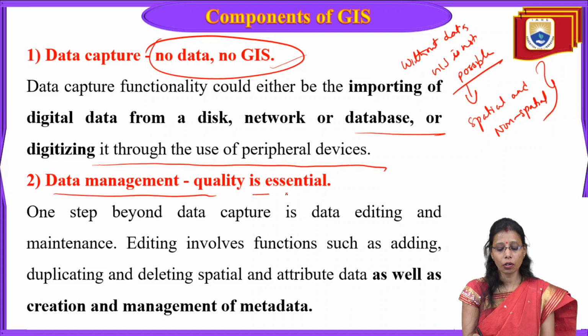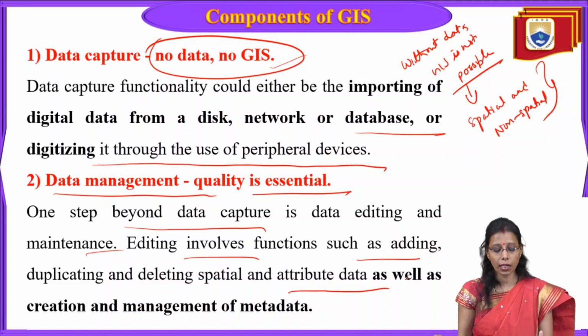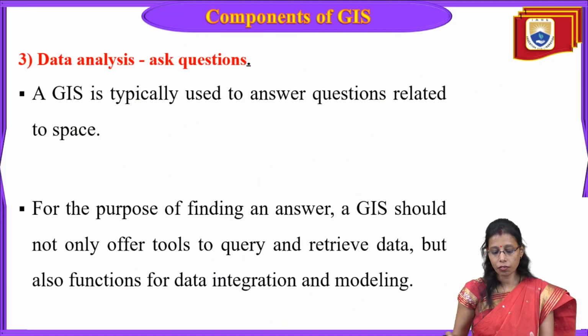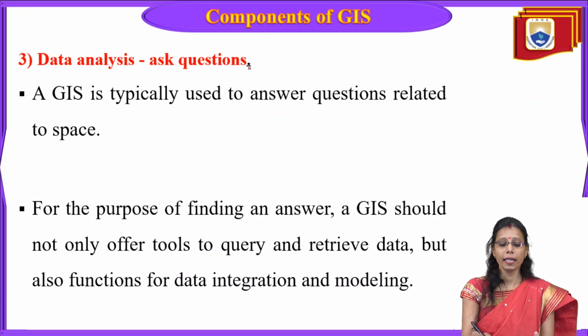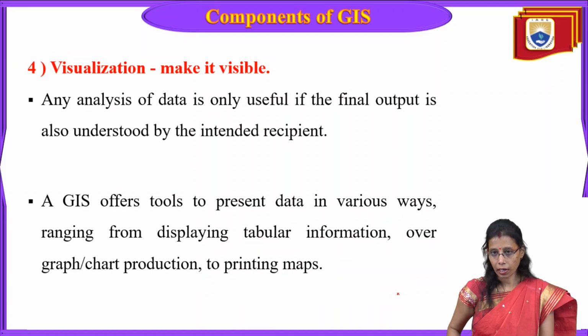Next thing is data management. Quality is essential. One step beyond data capture is data editing and maintenance. Editing involves functions such as editing, duplicating, and deleting spatial and attribute data, as well as creation and management of metadata. I hope you remember what metadata is. Metadata is data about the data, which gives the description about the data. And data analysis asks questions: GIS is typically used to answer questions related to space. For the purpose of finding an answer, a GIS should not only offer tools to query and retrieve the data, but also functions for data integration and modeling.